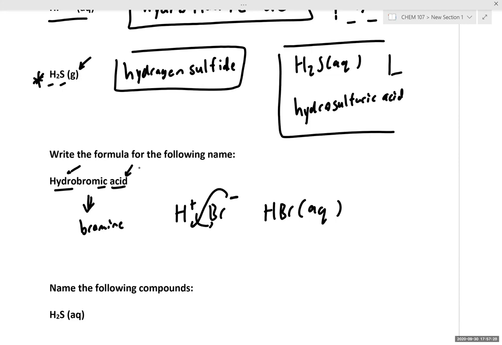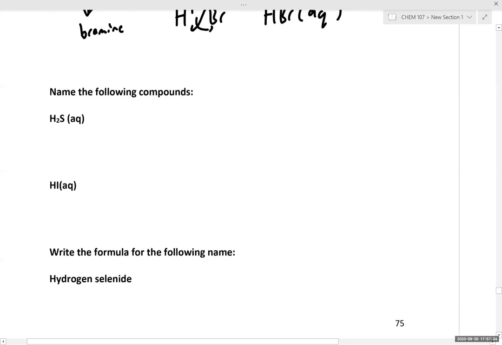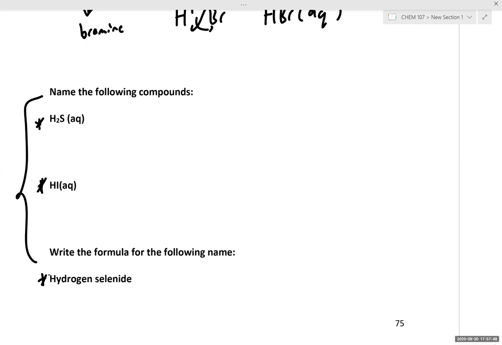Okay, so let's try to work on some examples, and I'd like you to tackle the following 3 examples. Write the name for the following 2 compounds, and then I would like you to write the formula for this last name. And we'll discuss this example in about another 4 minutes.